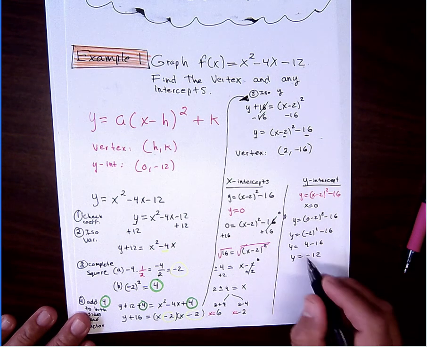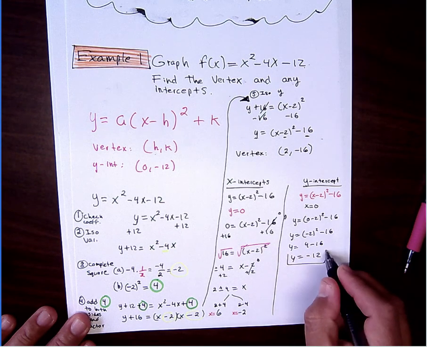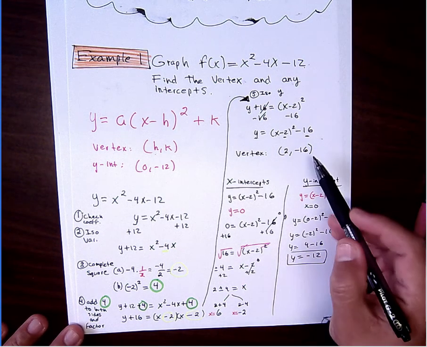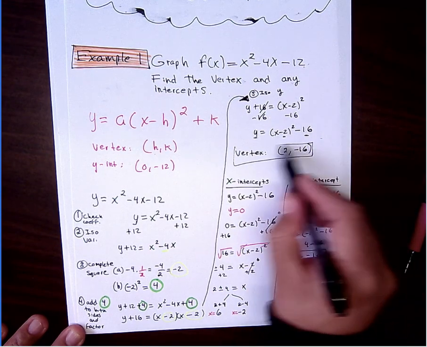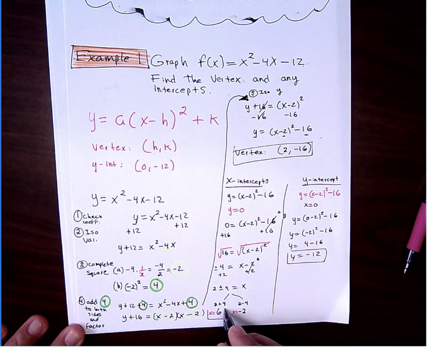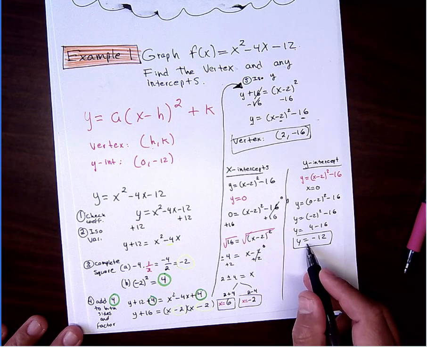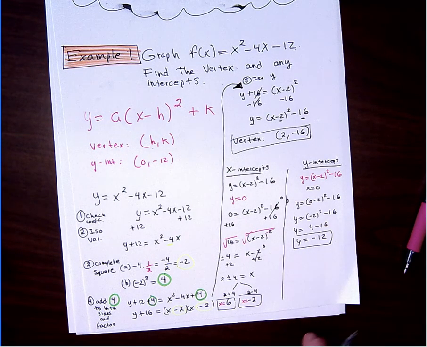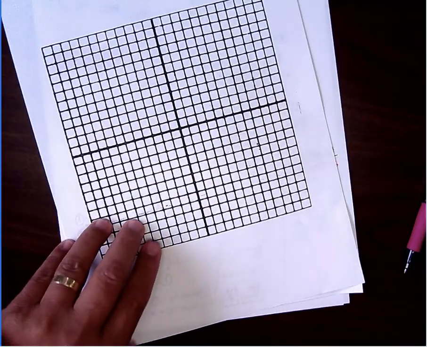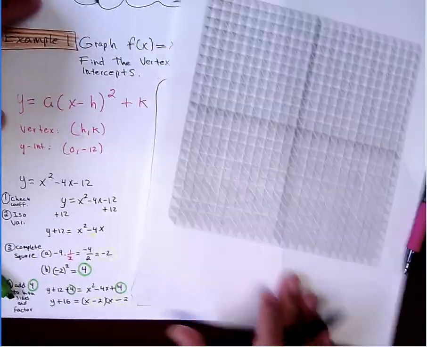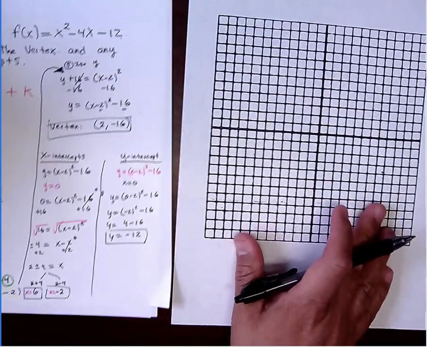So this is a y-intercept. So now we have the vertex, we have the x-intercepts, and we have the y-intercept. So now I think the book wants you guys to graph it. So we have everything here.